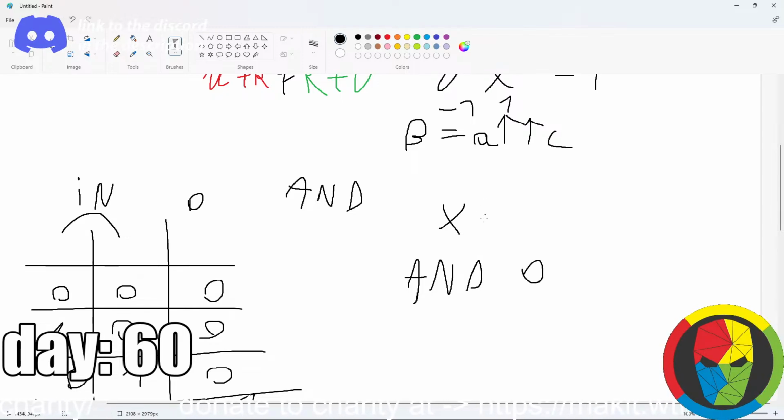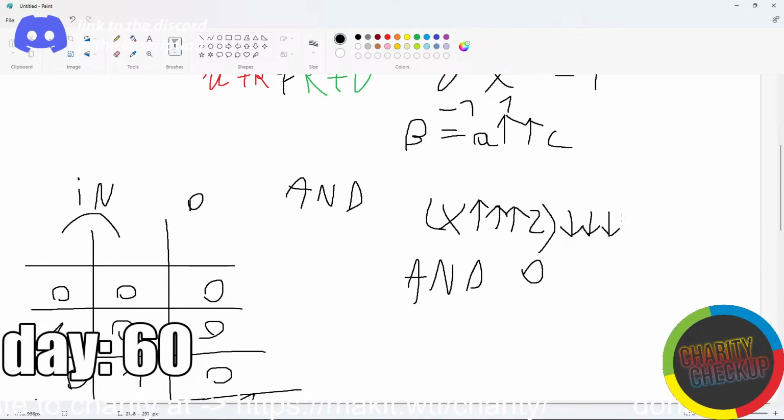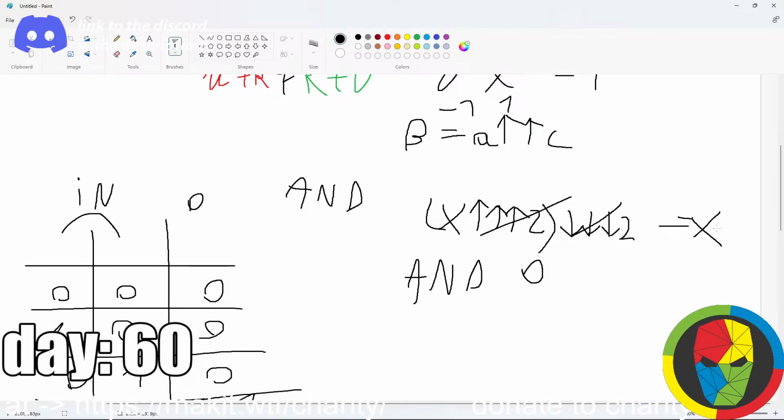X... so wait. X up arrow, up arrow, up arrow 2. Down arrow, down arrow, down arrow 2, and then we would just cancel these two in order to compute the x, which would work.